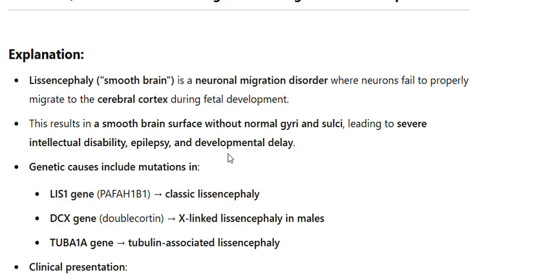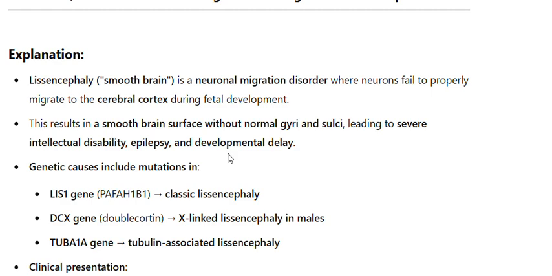and developmental delay. Genetic causes include mutations in LIS1 gene, PAFAH1B1, classic lissencephaly, DCX gene, doublecortin, X-linked lissencephaly in males, TUBA1A gene, tubulin-associated lissencephaly. Clinical presentation: severe hypotonia, feeding difficulties, intellectual disability, seizures, infantile spasms.